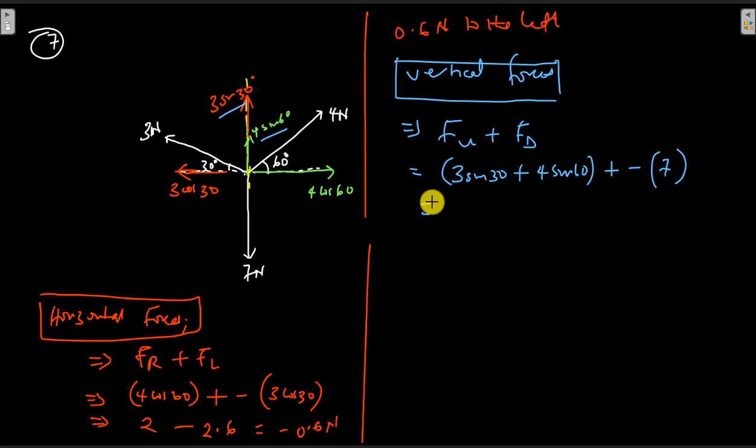So let's find out what the total force is in that case. Sine 30 is 0.5, so 3 sine 30 is actually 1.5, plus 4 sine 60. I'll just give you the final answer here.